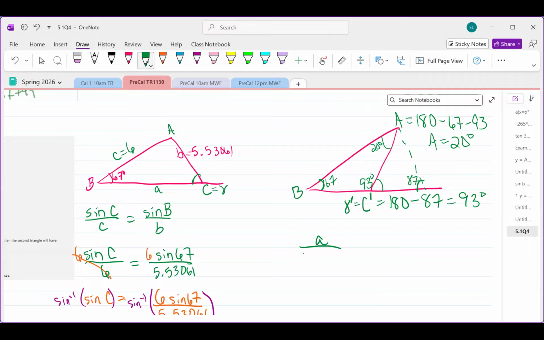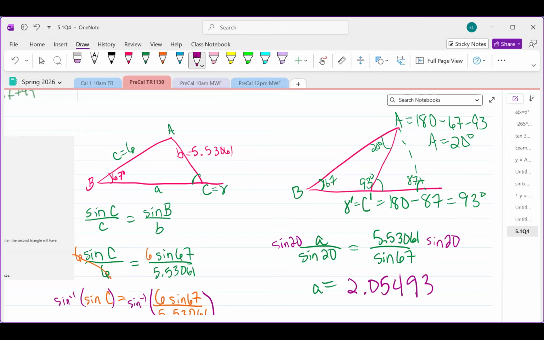So now to find side A, we have A over the sine of 20 equals B over the sine of 67. Sorry, B is the stupid decimal, 5.53061. And sine of angle B is 67. So we just got to type that horrible calculation in. 5.53061 times the sine of 20, close the parenthesis, divided by the sine of 67, close the parenthesis. 2.054937, blah, blah, blah.